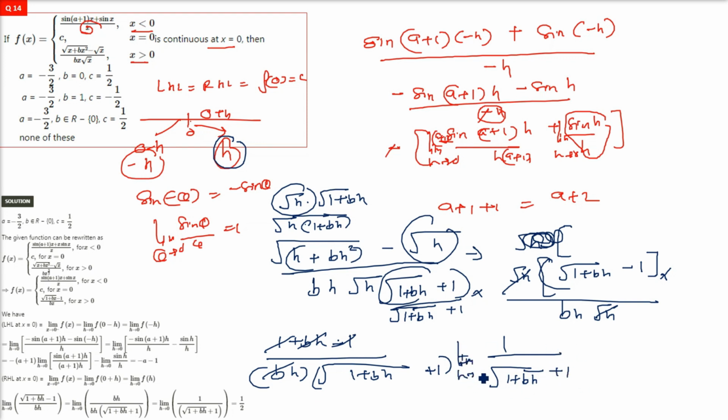So limit h tends to 0. We have 1 by under root. So this is going to be 0. Under root 1 is 1. So 1 plus 1, so 1 by 2 you get.